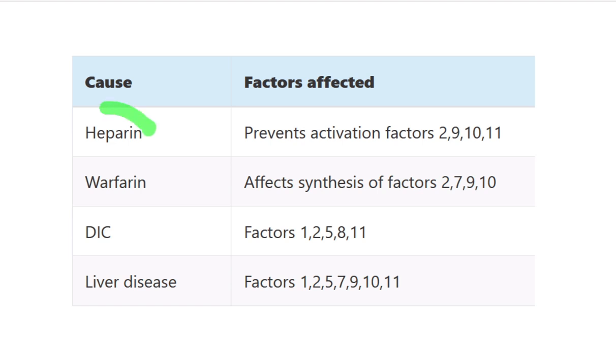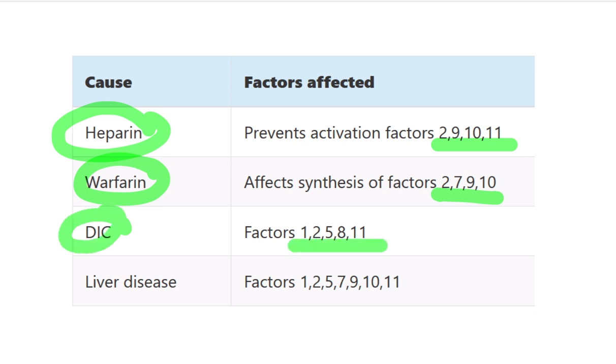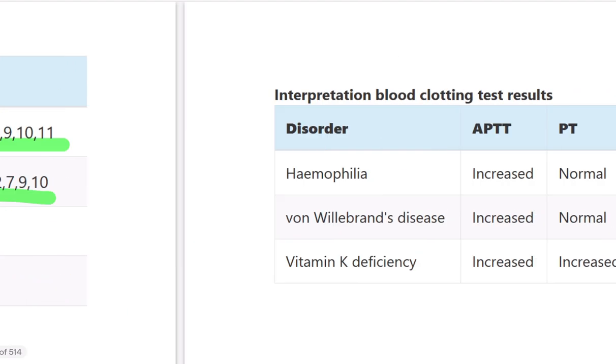First of all, heparin affects coagulation factors 2, 9, 10, 11. Then warfarin affects 2, 7, 9, 10. DIC affects 1, 2, 5, 8, and 11. Liver disease affects 1, 2, 5, 7, 9, 10, 11. So these clotting factors should be remembered very carefully, especially warfarin, because warfarin is very, very important, and the question usually arises from warfarin, but other options are also very important.